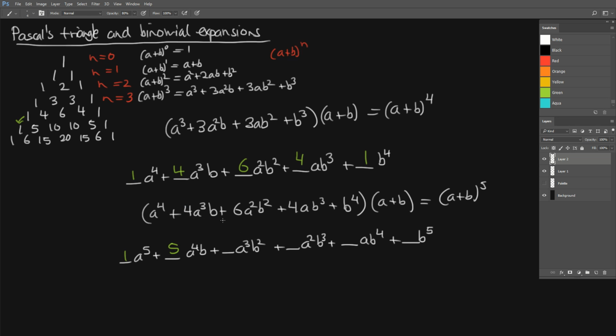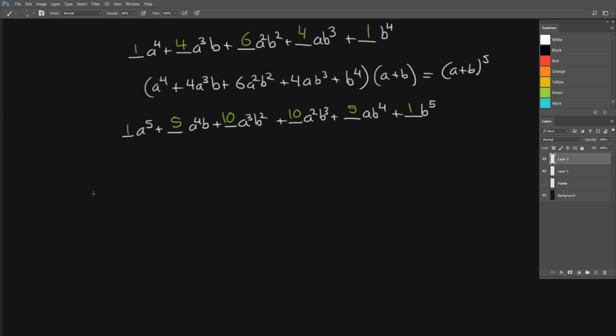To get the a cubed b squared, we have a cubed b times b and a squared b squared times a. 4 plus 6 is 10. And to get our a squared b cubed, we can do this by b and that by a. Once again, 4 plus 6 is 10. And the pattern continues like that. So this is why Pascal's triangle is related to our binomial coefficients.